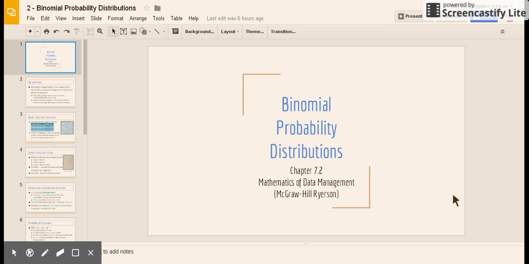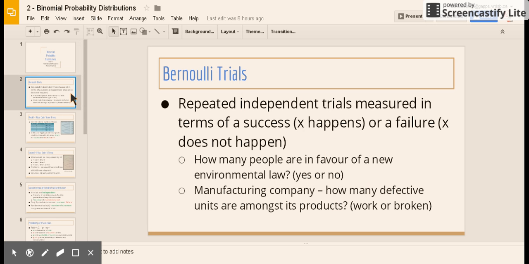All right, so this is the second lesson in our probability distributions unit. We are looking at binomial distributions. First of all, a definition for us.